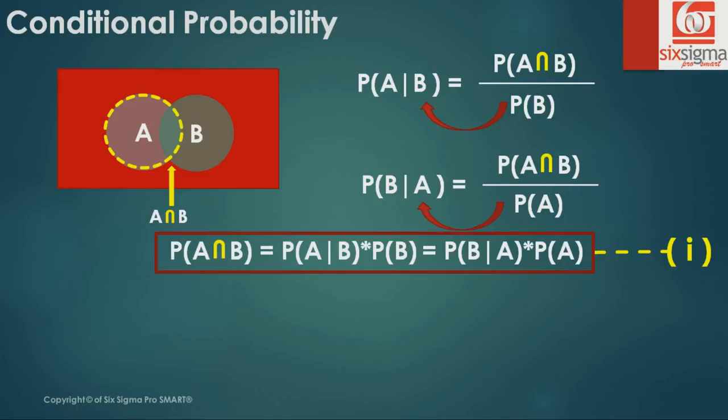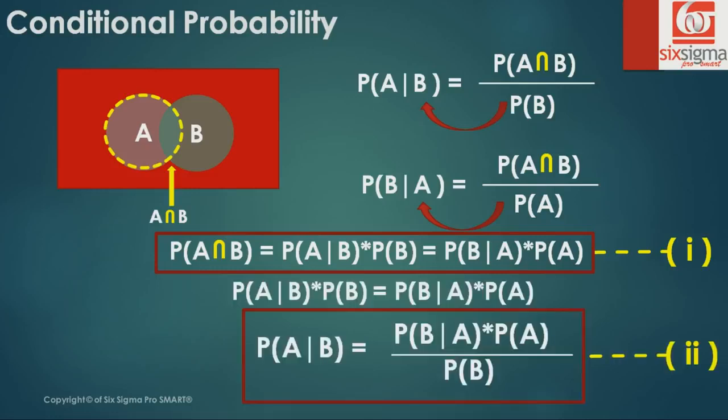If we slightly rearrange the denominators of these two equations, we arrive at this equation. Let's call it equation 1. Please make a note of it and refer back to it because we'll be needing it as we proceed. Now that we have arrived at a relationship between the two conditional probabilities, just one more rearrangement, shifting the probability of B from the left-hand side to the right-hand side, gives us equation 2.